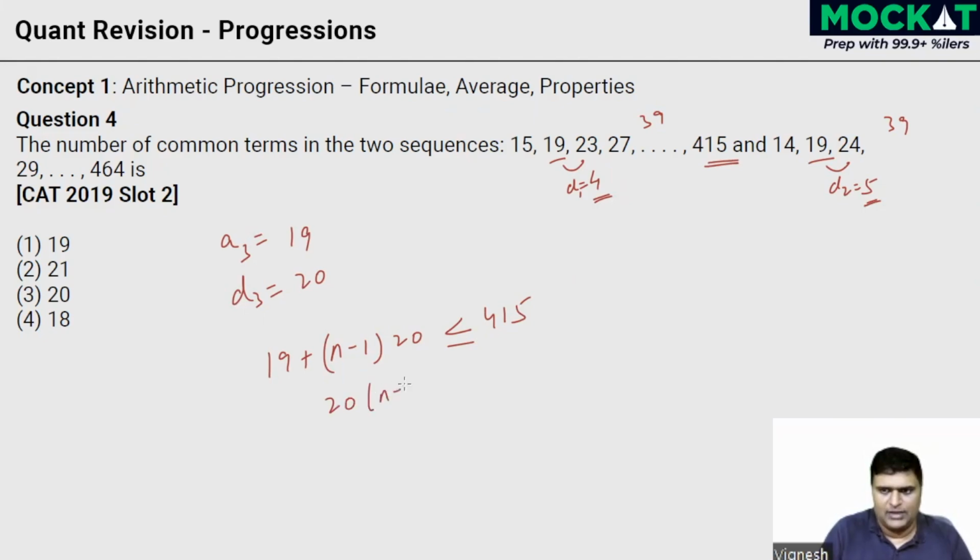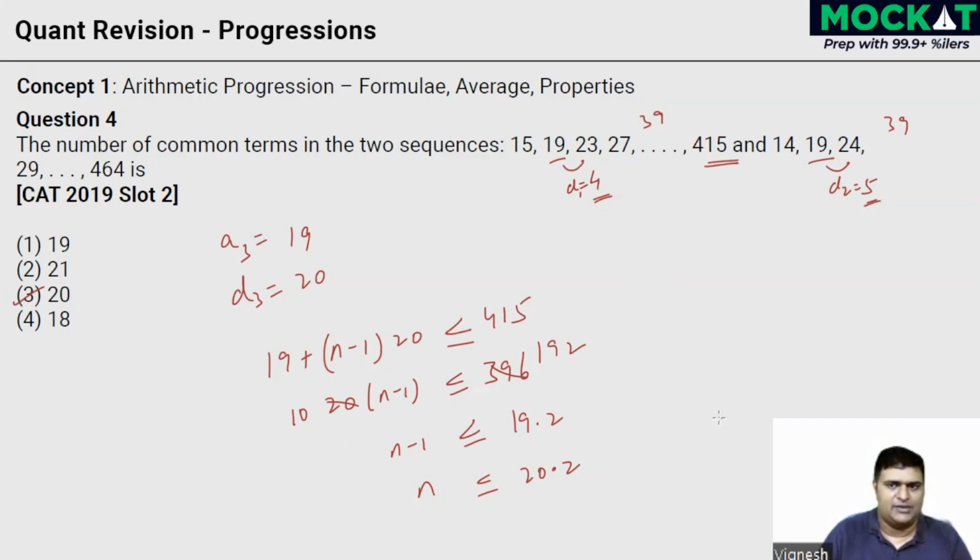20 into (n minus 1) is less than or equal to, take the 19 there, it's going to be 396. 396 divided by 20, divide by 2 first, and we're going to be getting 19.8. n minus 1 over here is less than or equal to 19.8. n is less than or equal to 20.8. What is the largest integer less than 20.8? That's going to be 20, right? That's the largest integer less than it.